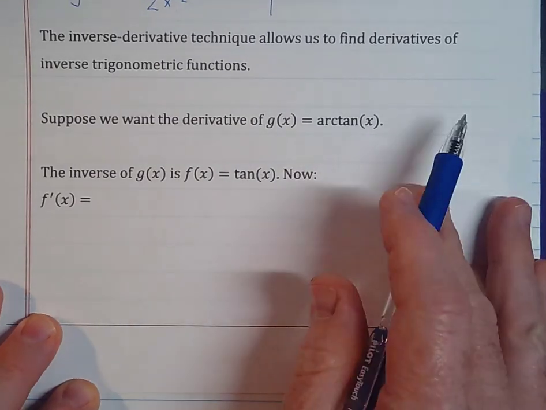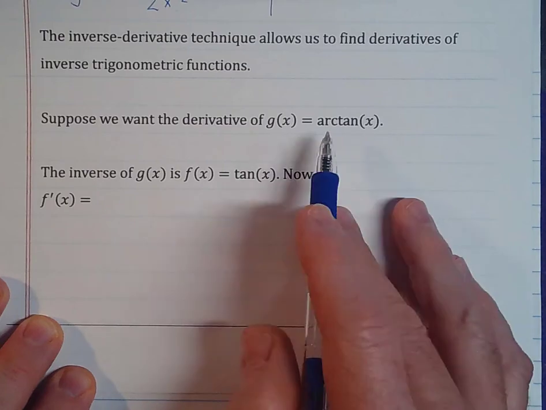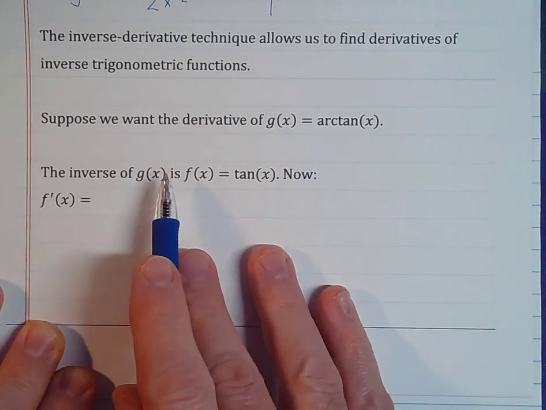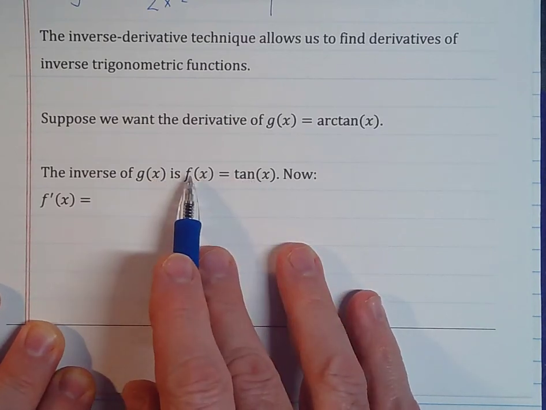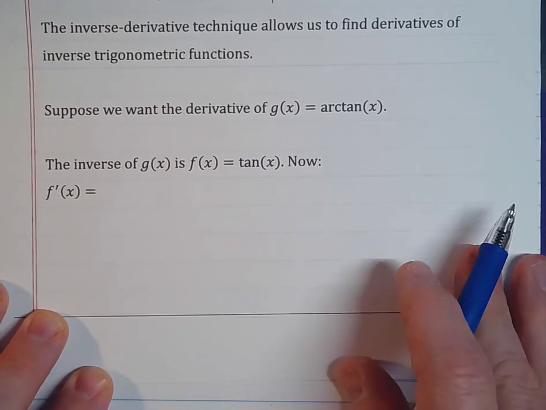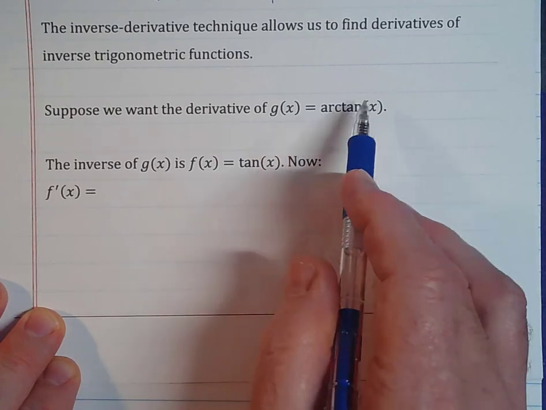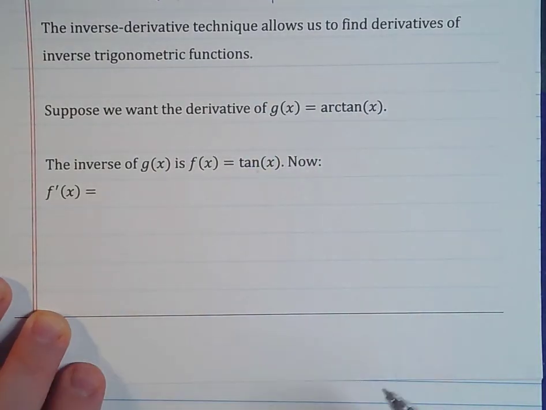Well, I don't have any kind of formulas or anything for that, at least not yet. But one thing I do know is that the inverse of g of x, the inverse of the arctan function, is the tangent function. f of x equals tangent of x. So now let's go in here. If I can find the derivative of tangent of x, then I should be able to write down at least some kind of formula for the derivative of arctan x.